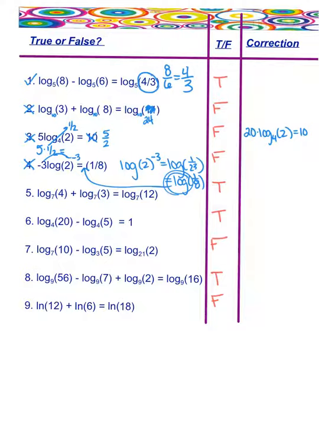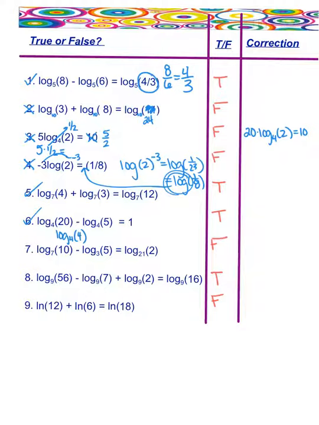All right, number 5, I've got log base 7 of 4 plus log base 7 of 3 equals log base 7 of 12. That is true by the product property. 4 times 3 is 12, so I am all set on that one. The next one, log base 4 of 20 minus log base 4 of 5 equals 1. And that is also true. Whenever I simplify the left-hand side, I have log base 4 of 4 when I divide that 20 divided by 5, and log base 4 of 4 is 1.